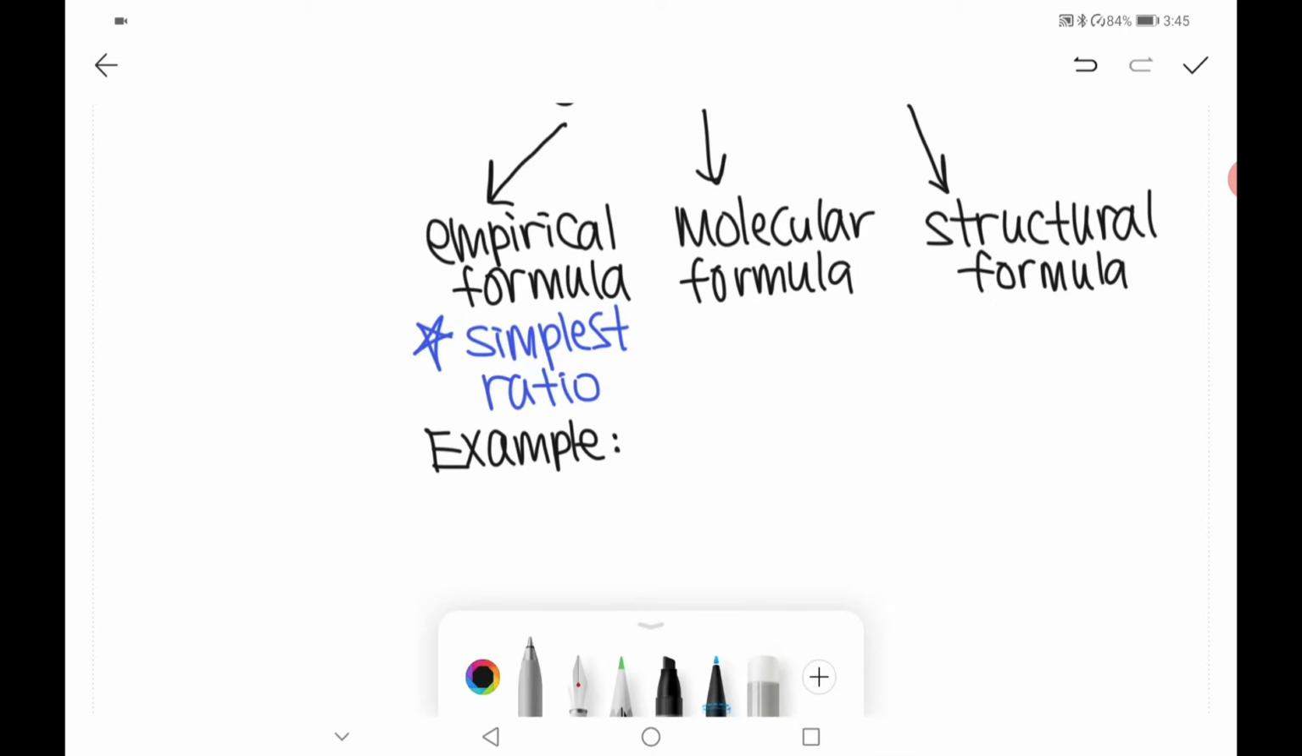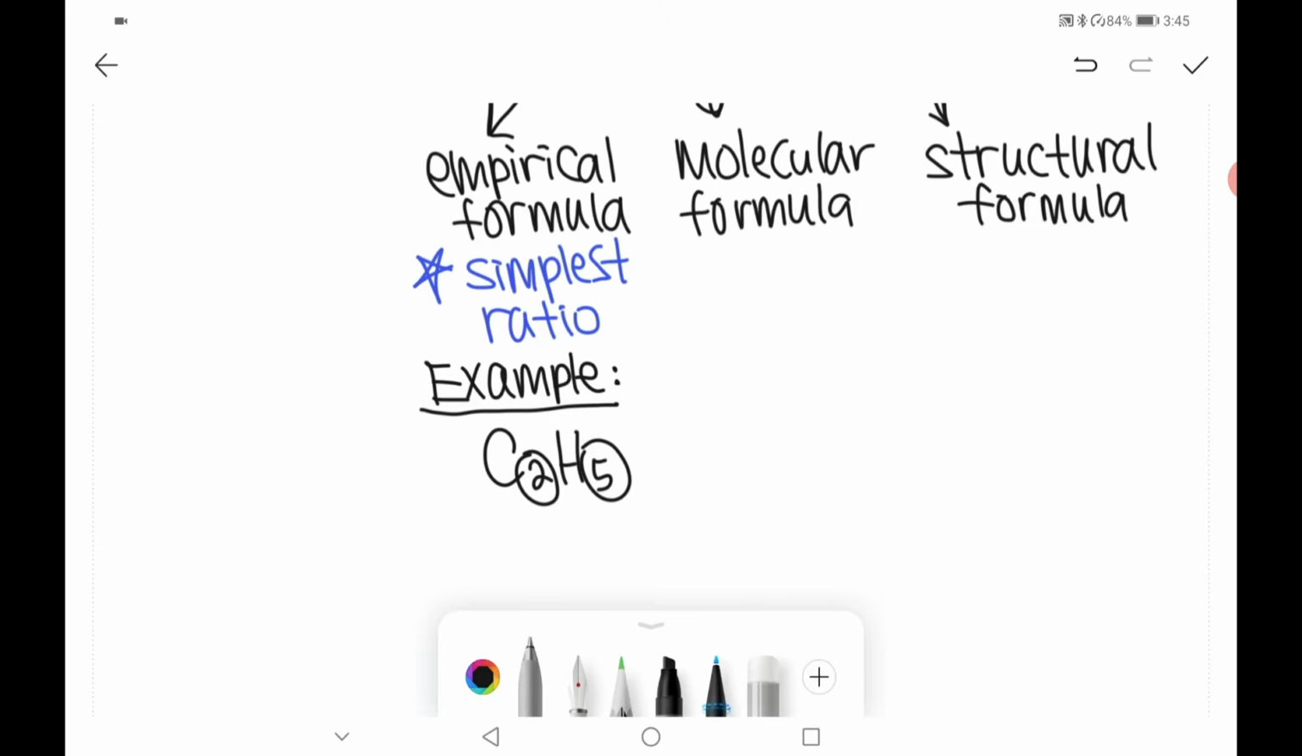Example, let's say C2H5. The numbers 2 and 5 cannot be simplified anymore. So this is the simplest ratio already. So this formula is empirical formula.